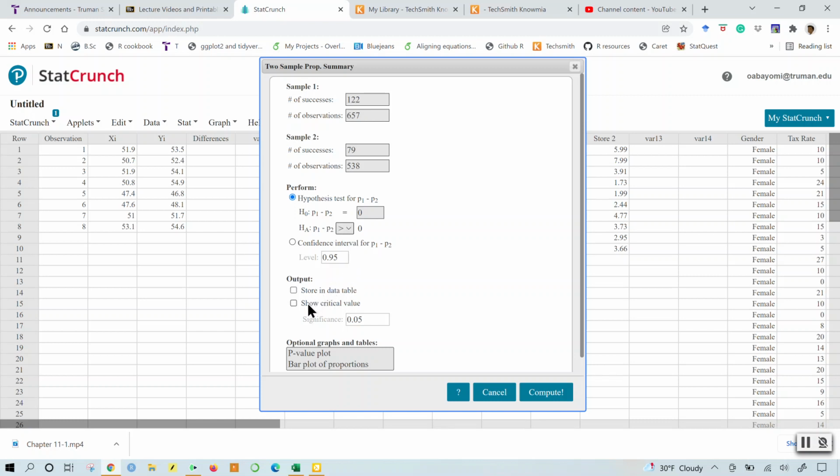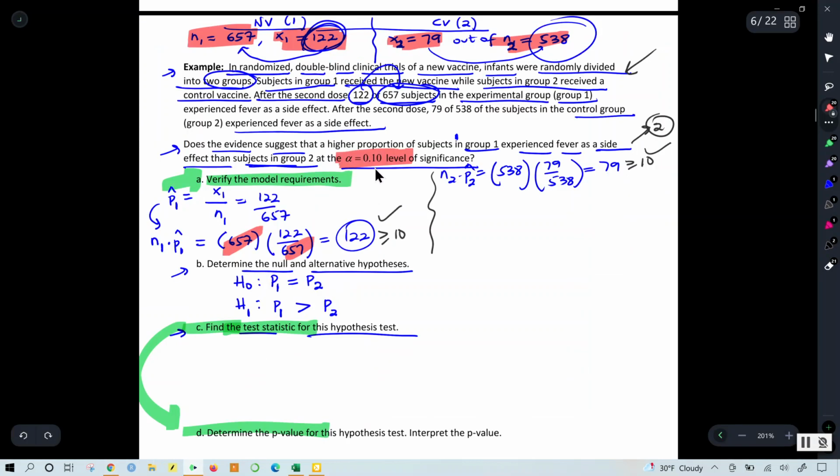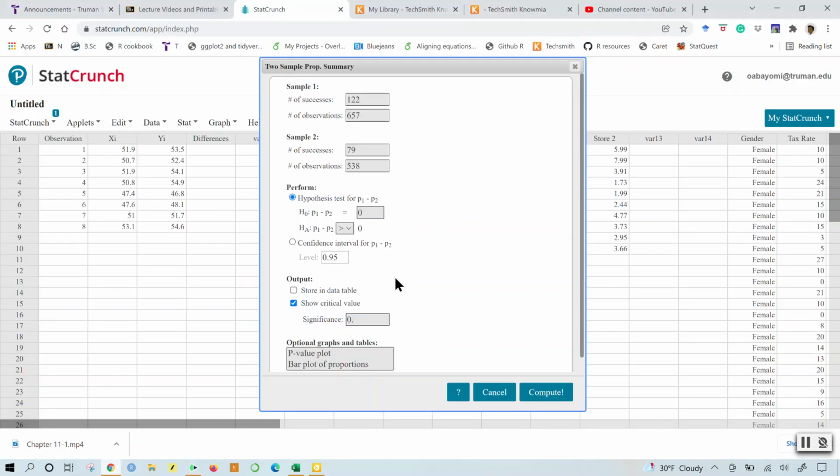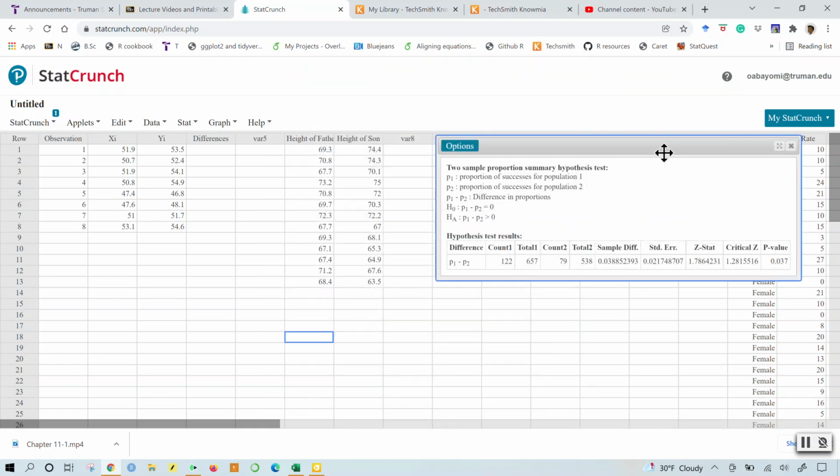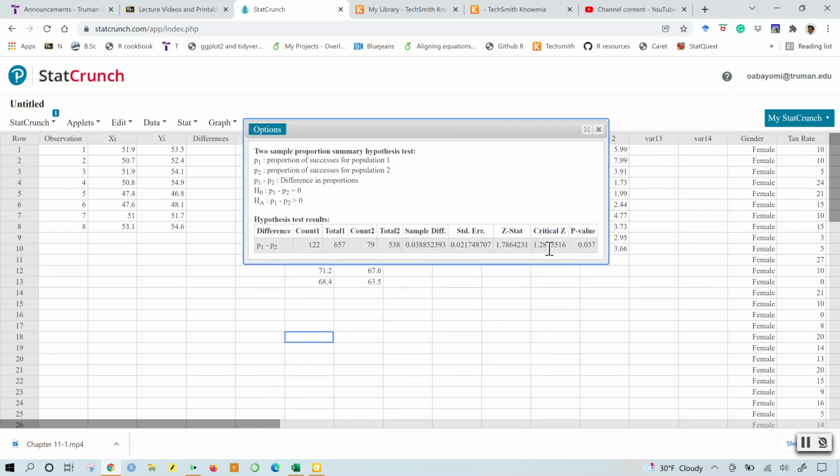And then also make sure that to get your p-value and your critical value, or to get your test statistic too, you want to make sure you show critical value and indicate your level of significance. In this case, our alpha is 0.10. So I'm going to adjust that to 0.10. Here you have that. And compute. And voila. So what you need here is the Z statistic. This is your test statistic, and this is your P-value. So I'm going to carry these values over to our workbench.